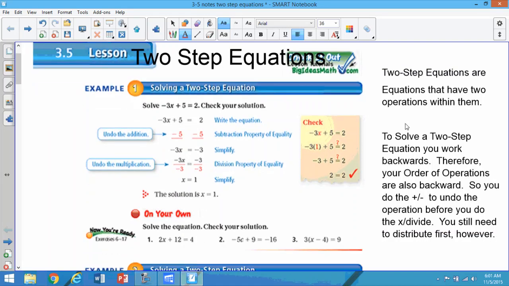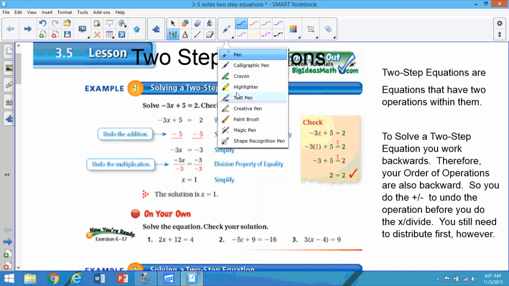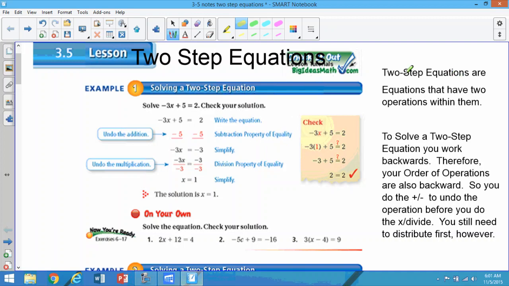So over here I wrote the definition, because your book didn't really have this, I wrote what the definition of a two-step equation is. So you really should write this down. Two-step equations are equations that have two operations within them. Okay? That's considered a two-step equation.